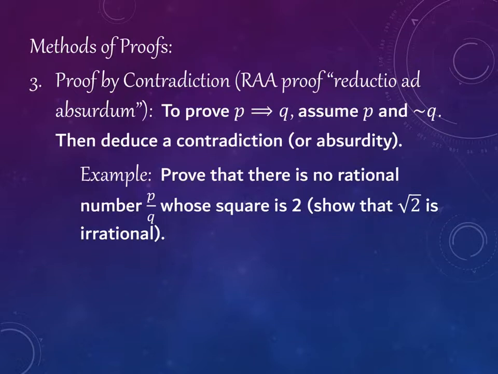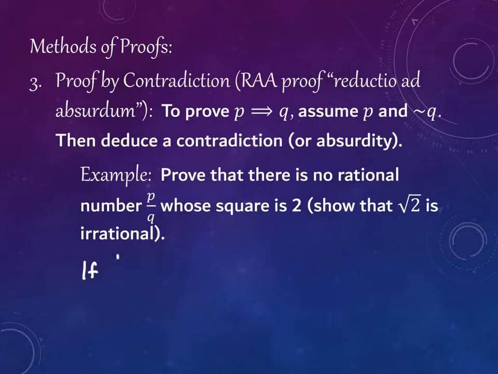So what is the if-then statement that's present here? Prove that there's no rational number, p over q, whose square is 2. I've got to be able to write it in an if-then statement, or I'm not going to even be able to get anywhere, right? If p over q is a rational number, then its square is 2.